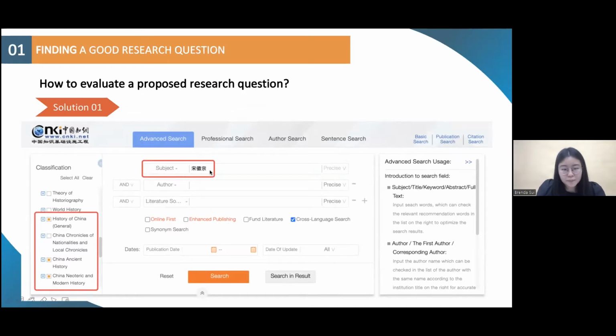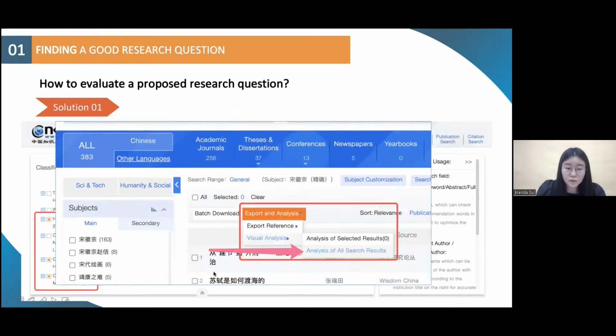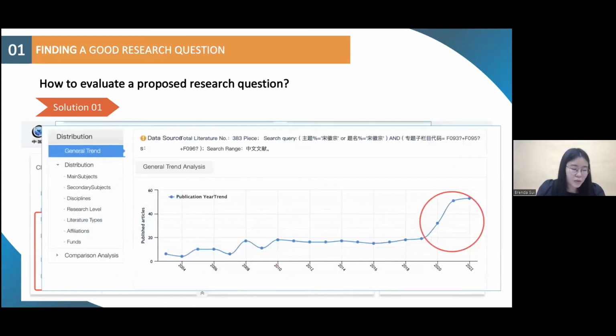In the search bar, we can input the keywords that I want to search, like Song Huizong, and in the classification column, maybe we can choose history of China, China-Asian history, modern history, and so on. And then we get all the results and click export analysis, visual analysis, analysis of research results. Well, in this chart, we can see that the number of related literature is on the rise in recent years, which basically suggests that more people are paying attention to this research orientation. And we can still take part in this topic and figure out something new.